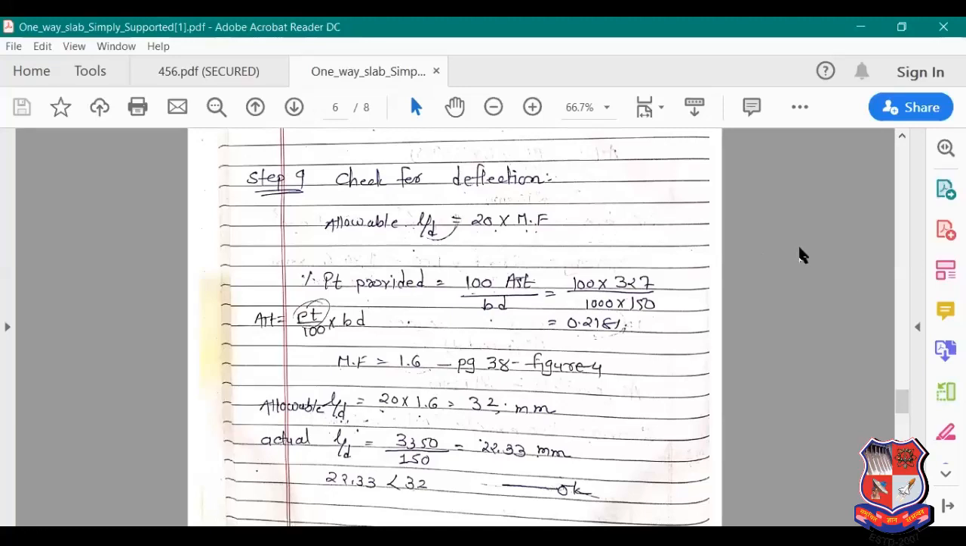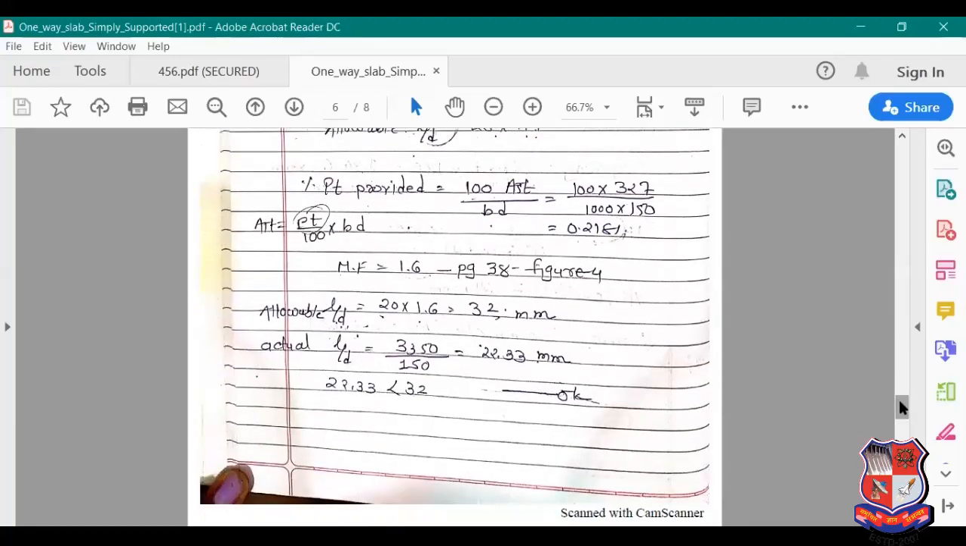There are two types of length to depth ratio: allowable and actual. Allowable depends upon the code, and actual depends upon the figures. So allowable is 20 into 1.6. So how can we find out 1.6?